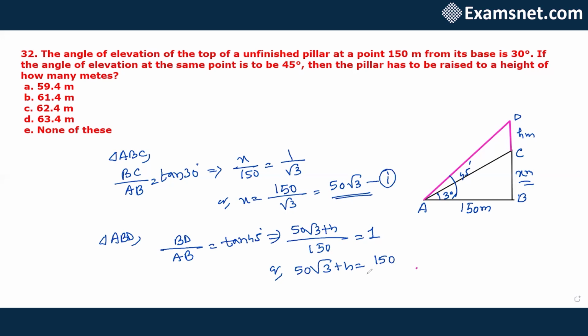So here we can say that h equals 150 minus 50 root 3. We can take 50 root 3 as common. It will give us the value root 3 minus 1. So after the calculation, we will get the value of this expression as 63.4 meter. That is the answer. That is the value for h. The pillar has to be raised to a height of 63.4 meter. Here option D is the correct answer.